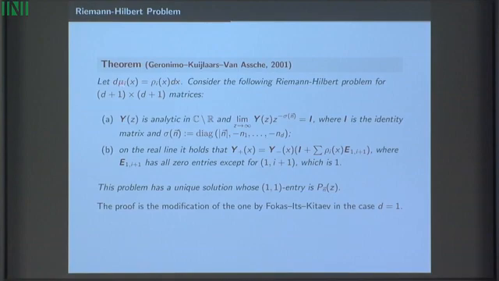If your measures are absolutely continuous and the rho i's are the densities supported on intervals, then you can characterize it through a (d+1)-by-(d+1) matrix in the following way. The matrix must be analytic away from the real line. It has a certain behavior at infinity. So when you normalize it by z to the minus sigma n, where sigma n depends on your multi-index in the following way.